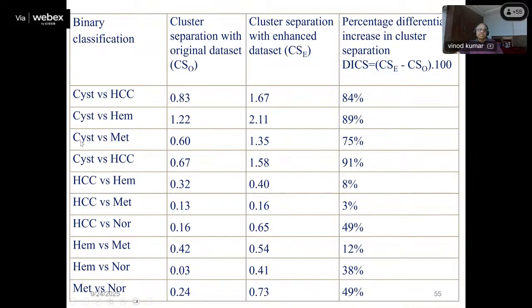So this study shows us where we should increase the number of features to increase this cluster separation. We must have cluster separation between any two classes. If the cluster separation is high, the overall classification will be better. How it should be done?